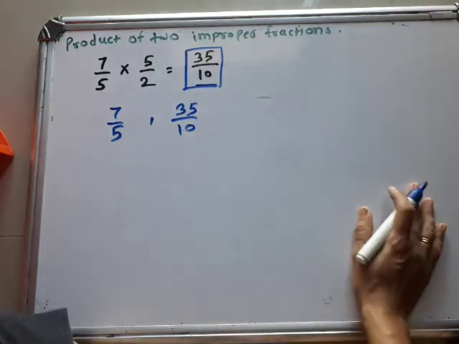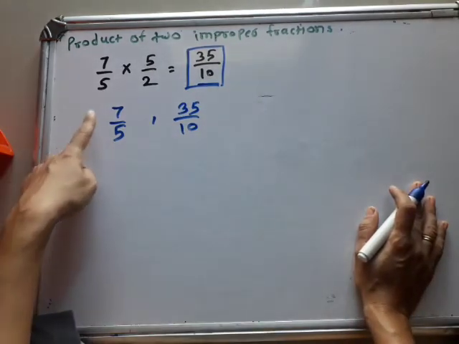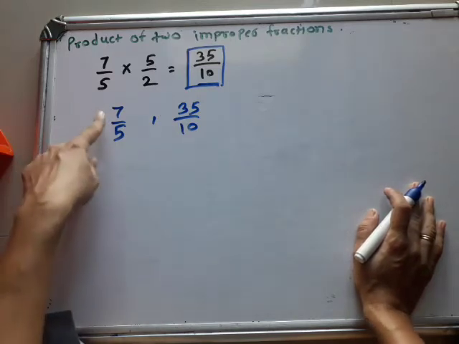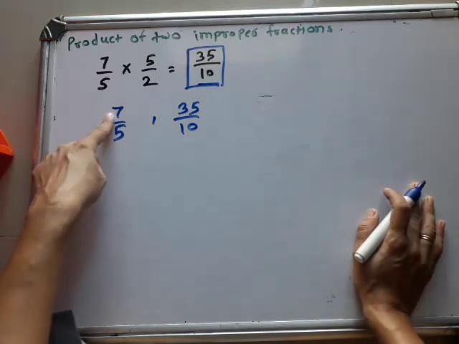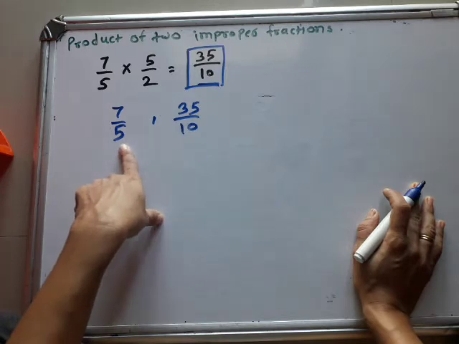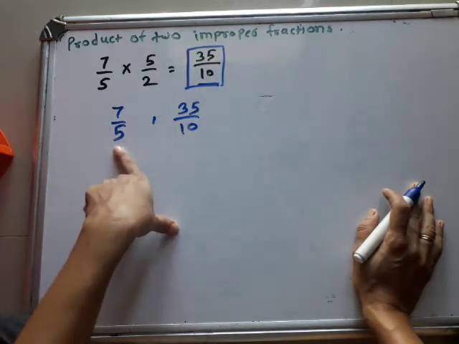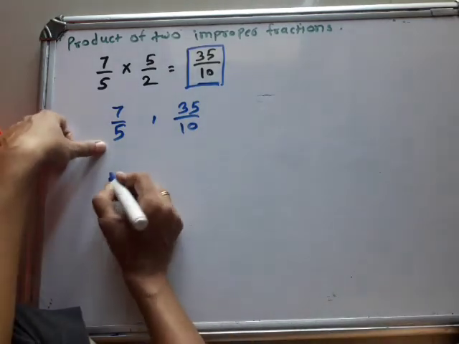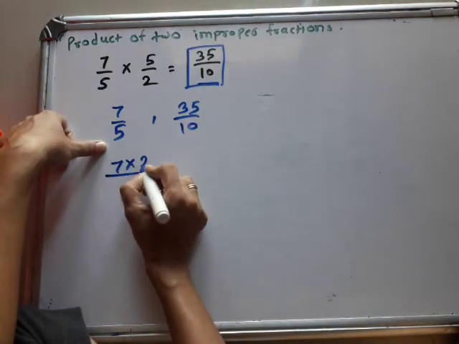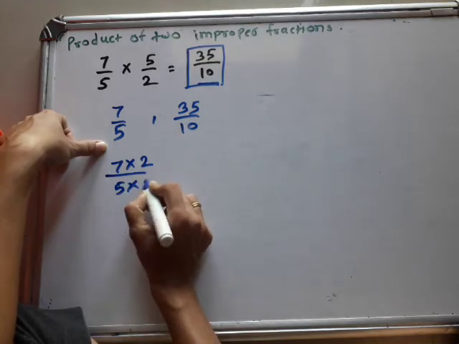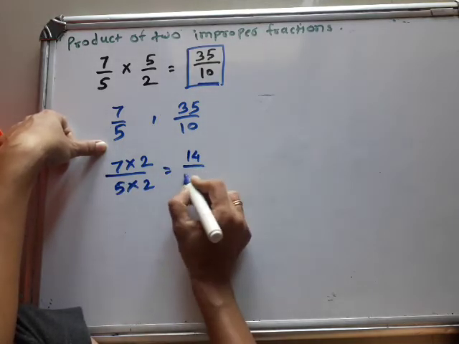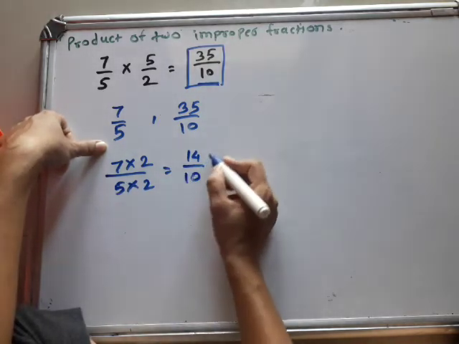So which is greater here? How to find? See here, 7, and this 5. Now we convert to the LCM of these numbers, we get 10, because 5 2s are 10. So you have to multiply here: 7 2s are 14, 5 2s are 10. So we get like fractions.